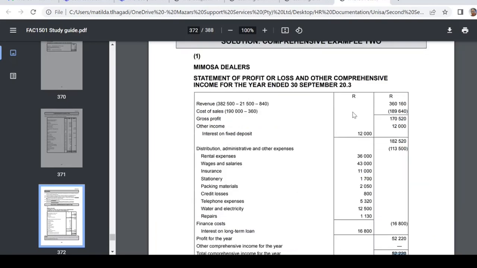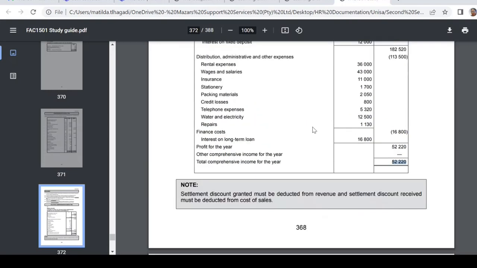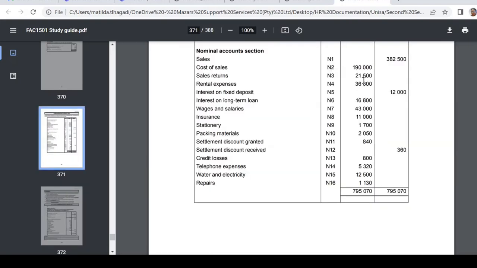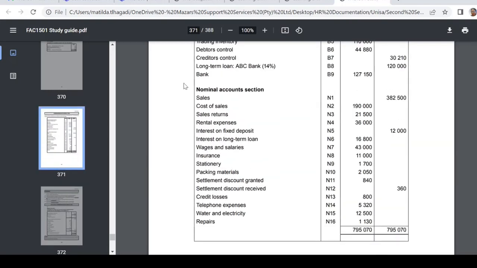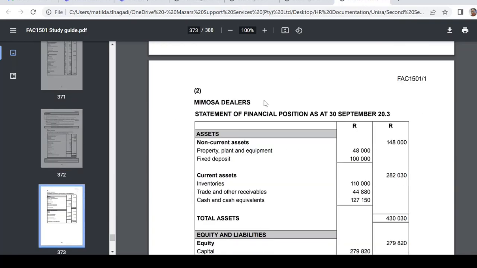Yeah, can you see? So I'm saying to you, before even doing the format, we can calculate it. Just looking at the nominal account section, imagine, just looking at the nominal account section, you can determine if the company made a profit or loss.